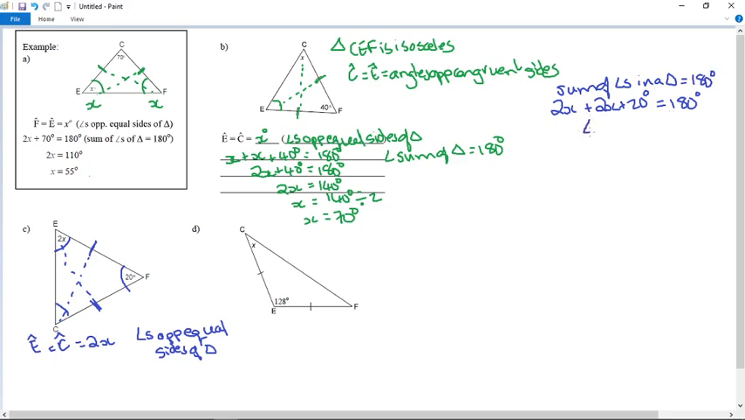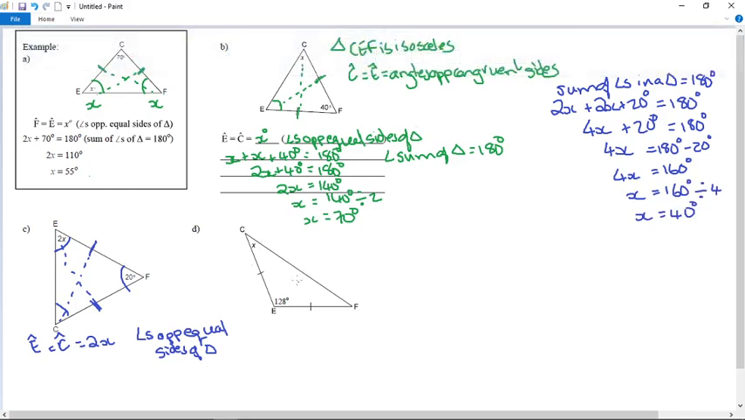Here's my equation. 2x plus 2x is 4x because they are like terms. So 4x plus 20 degrees is 180 degrees. I now need to solve my equation by inverse operations. So I'm going to take 20 away from both sides, and I'm left with 4x equals 180 minus 20 degrees. So 4x equals 160 degrees. Now x is being multiplied by 4, so we're going to divide both sides by 4. So x equals 160 divided by 4. So x equals 40 degrees if I'm not mistaken.